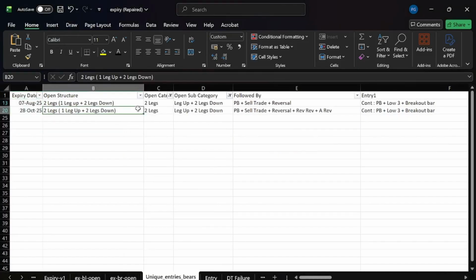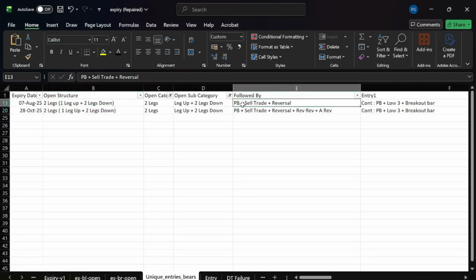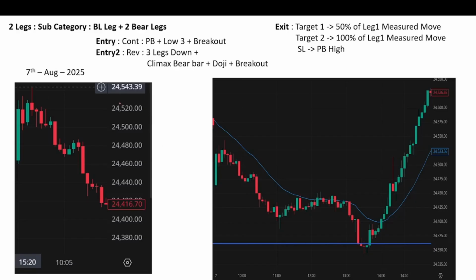We had 2 days, and the 2 days have almost a predictable and same end of the day charts, or at least until afternoon they are the same. So both the days were followed by pullback, and then they gave one sell trade, and then that sell trade completes the third leg, and then we got a reversal. So first is August 7th.